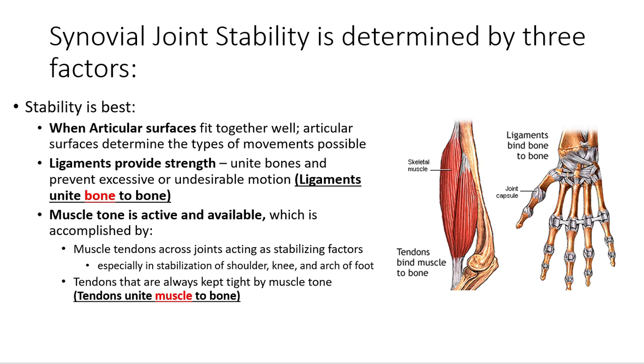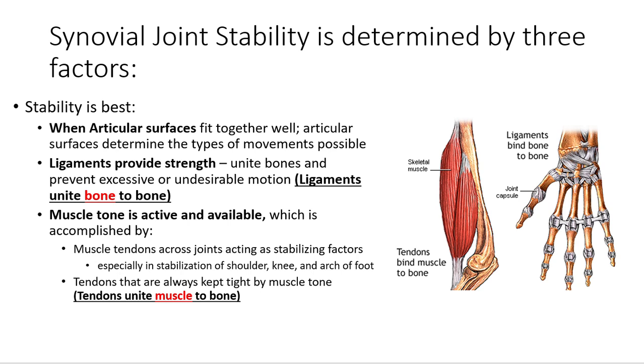We also want to talk about when are joints stable, especially synovial joints. Synovial joint stability is determined by three factors: how well the articular surfaces fit together, if ligaments are present, and if muscle tone is active and available. When the articular surfaces fit together well, then the bone is more stable. And that means the joints that are coming together to make that bone structure are more stable.